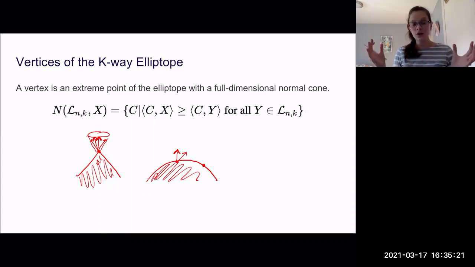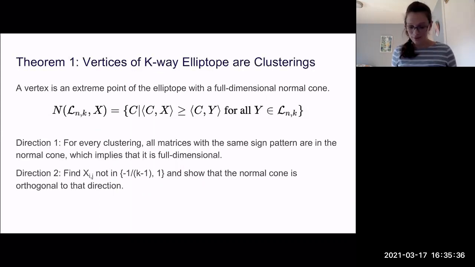So for a full dimensional normal cone, it's nice to think of it as being at a pointy point of the space. How pointed you are is that your normal cone is full dimensional. The nice thing we realize about the vertices is that the vertices of the K-way elliptope are exactly the clusterings. So they're exactly those integer solutions.